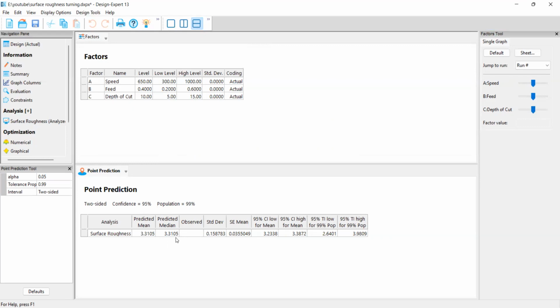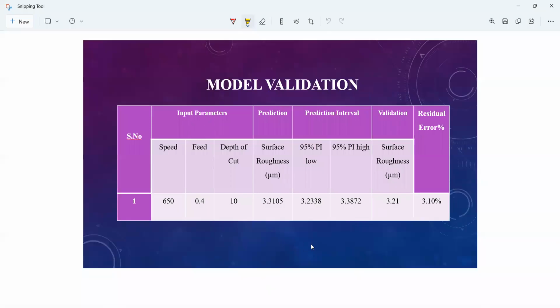Now to validate your experiment, you have to conduct a validation run. So you will conduct another experiment at these center values, and you will get a value of surface roughness from the validation run experiment. You can place it here. You can develop a table like this for model validation. You have predicted the value by the point prediction method as 3.3105, and after the validation run, you will get some value. For example, in our experiment we have got the surface roughness value as 3.21.